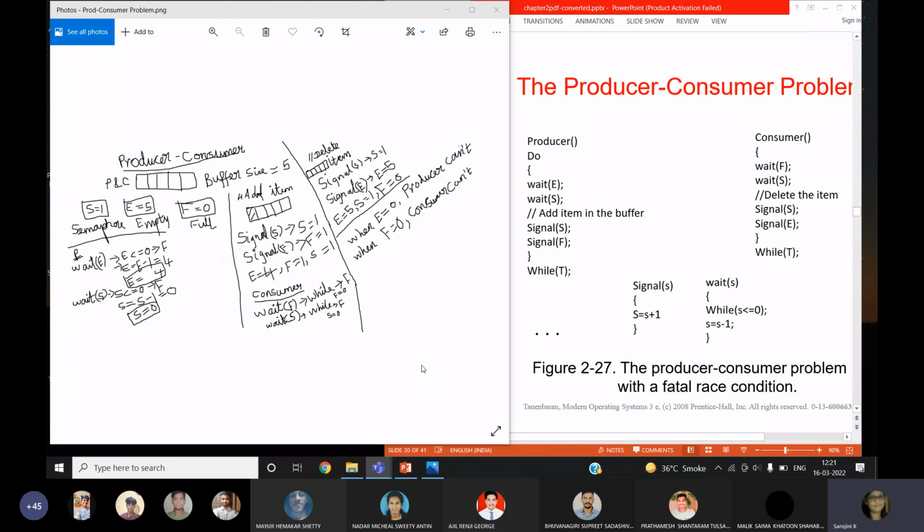Students, look at the algorithm. In this algorithm also, the wait function and the signal function are used. Assume that, look at the problem.